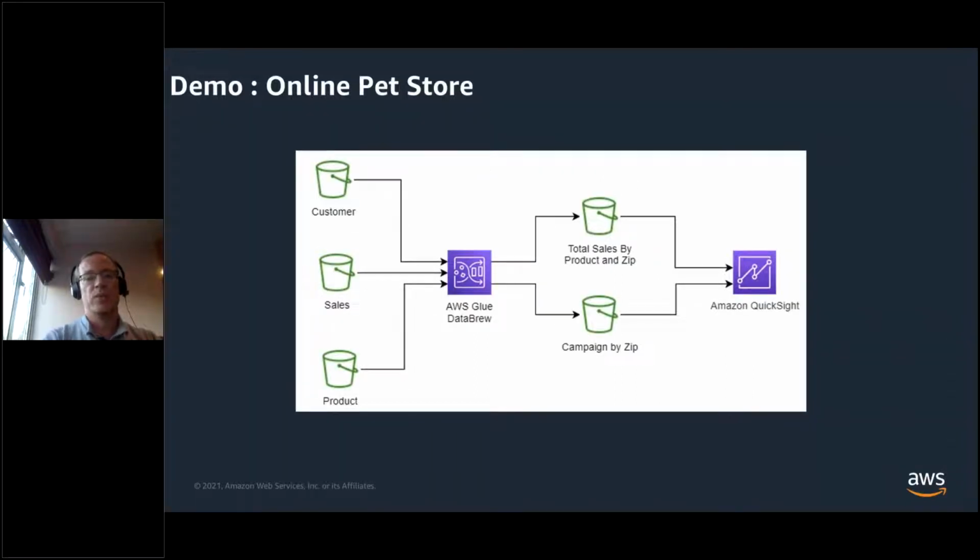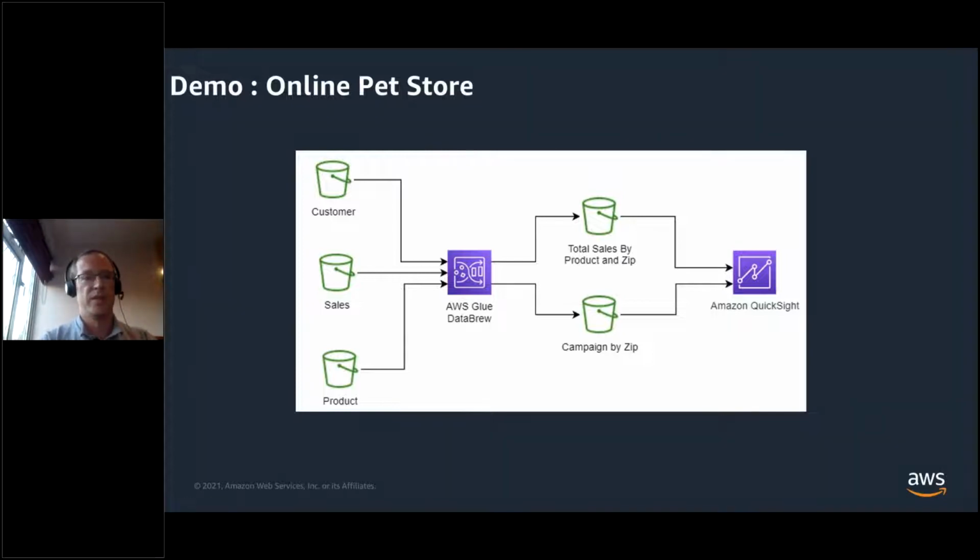So this is our simple target architecture. S3 for our data store, our data source, then using DataBrew for the transformation, and then using QuickSight to visualize and report the results. And in this demo, we'll focus on the top path around total sales data.